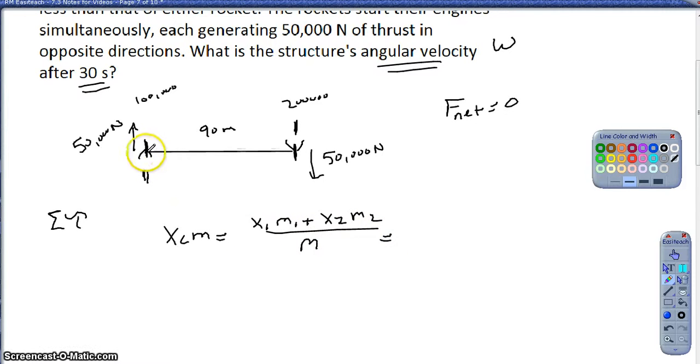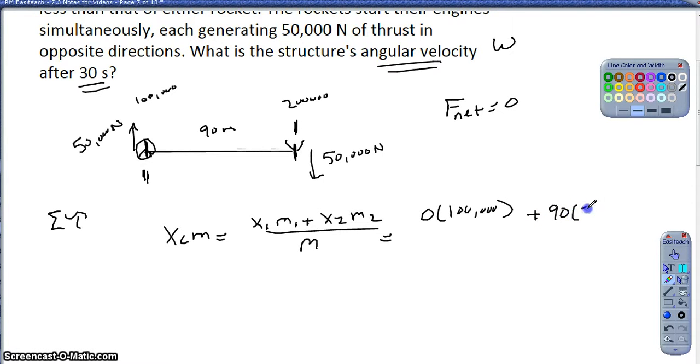So I'm going to define position 1 as being 0. So I'm going to say 0 times my 100,000 kilogram rocket plus 90 times my 200,000 kilogram rocket, right? Because the other rocket would be the full distance away, so the full 90 meters, divided by the total mass here of 300,000 kilograms. And I can find my center of mass, right?